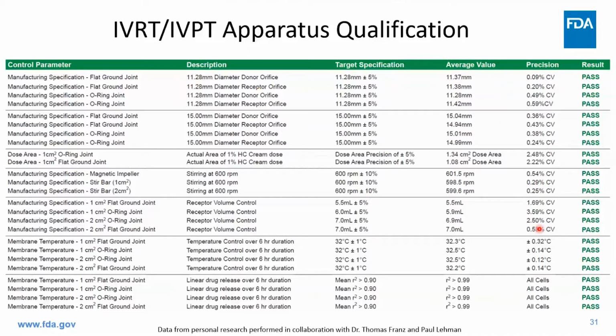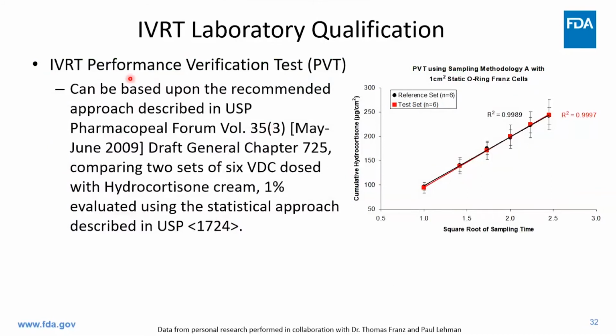And one of the key things here is the actual release, the drug release, when you run an IVRT method. And here, we really want to have at least a 0.9, but this is very generous, like I say. In reality, they all had greater than 0.99, and all the cells passed all these criteria as part of the apparatus qualification. This is a performance verification test that I think is incredibly useful.